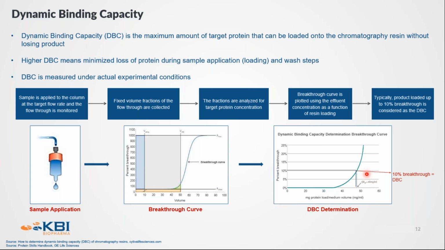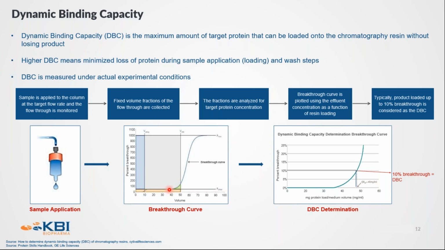Now, since this is such an important aspect of a downstream process, how do we determine DBC? DBC is determined under actual experimental conditions. Your feed stream containing your target protein is passed to the column, and the protein effluent coming out of the column is monitored. Initially, as the protein goes into the column, it is bound completely by the resin, and we see zero protein in the outlet of the column.